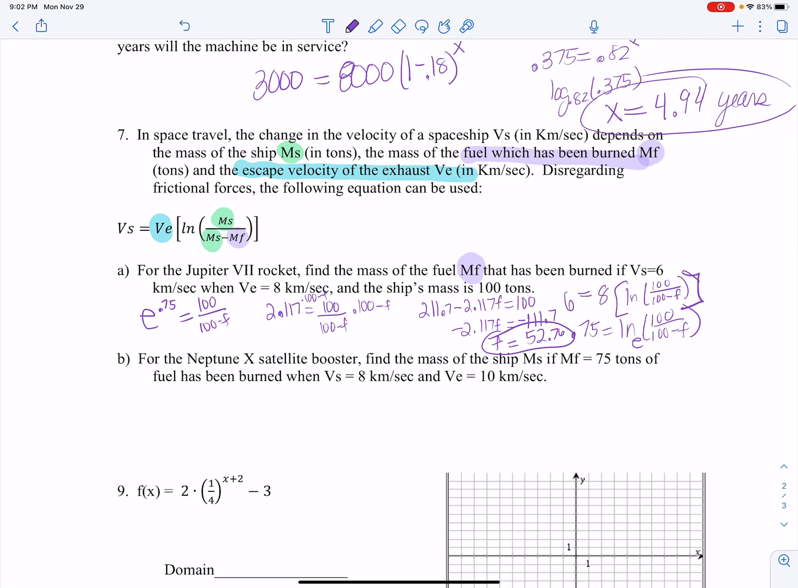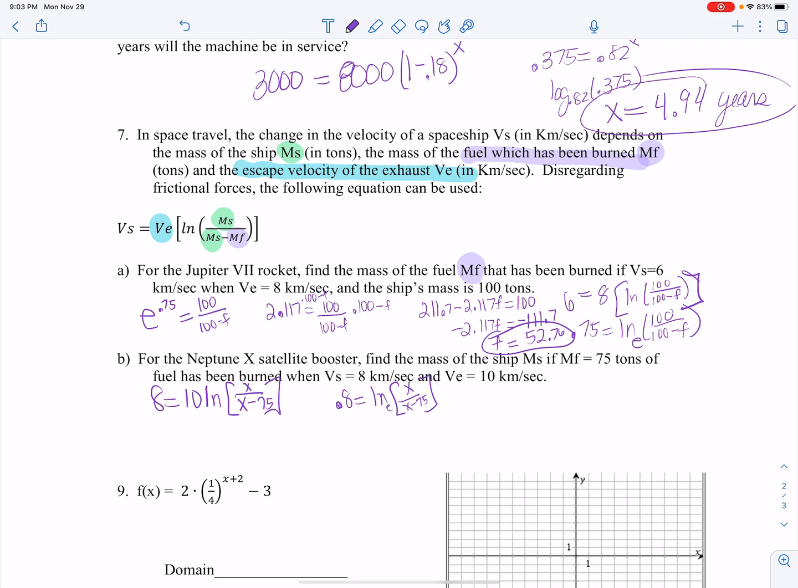So that's MS, if I know MF and I know VS and I know VE. So VS is 8, VE is 10, ln of, and so now I have an X here and an X here. So my MF is 75. Okay, I would divide. So if I divide both sides by 8, I end up with 0.8 equals the ln of this.